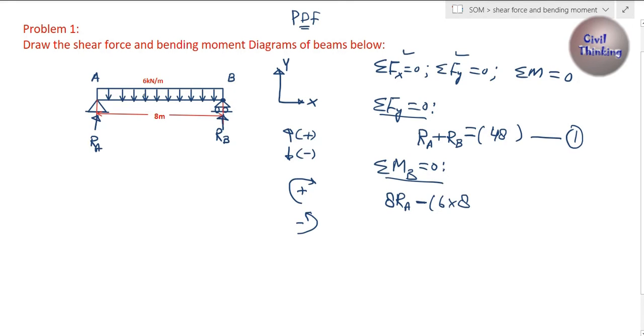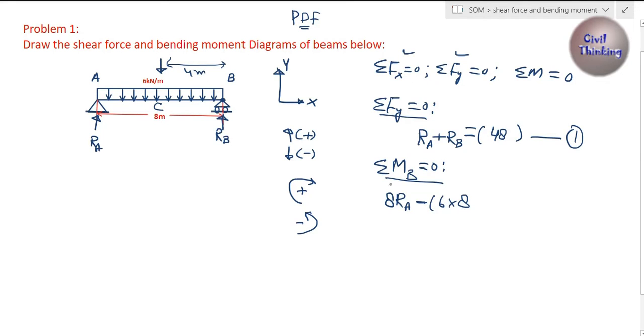Now, because this is a distributed load acting uniformly all over the beam, we can assume it to be acting at the center. 6 multiplied by 8 is acting at the center. And how much is the distance of this load from B? It is half of 8, right? Because from A to B is 8, so let the midpoint be C. So from C to B is only 8 by 2, which is 4 meters.